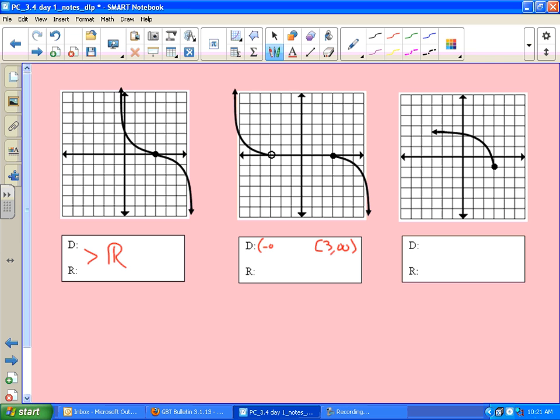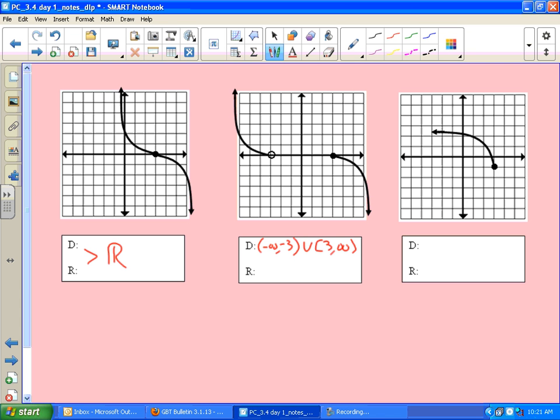Okay, we're going to go to negative infinity to, where are we headed? Where are we stopping? Negative 3. All right, now there's one other thing I need to do with this. What do I need to stick in between them? A union symbol. That would define all my values of x.